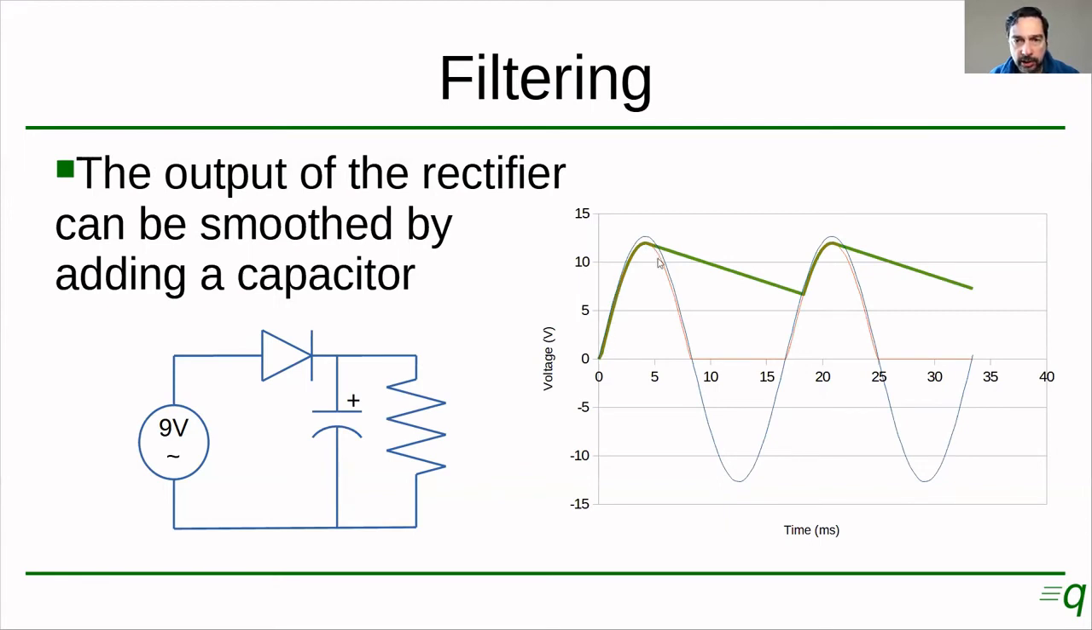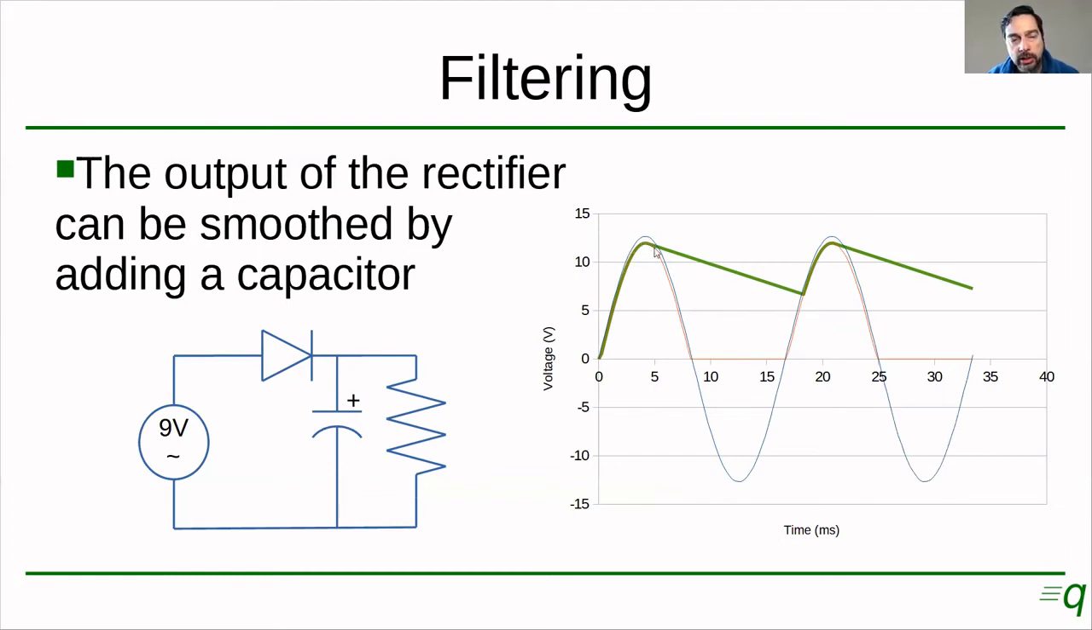Basically, we have the blue trace here, which is the AC voltage source. Then we have the red trace, which is the half-wave rectifier output. And then we have the green trace here, which is the output of this circuit. So how does this work? Well, like I said, when the output from the diode rises, it charges the capacitor up to this maximum value.